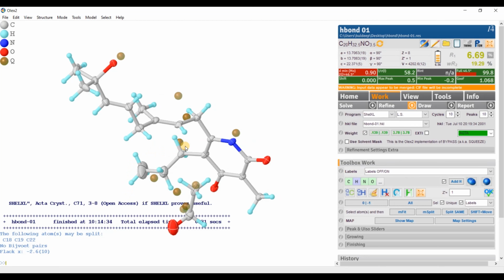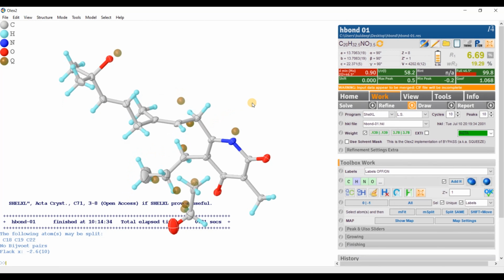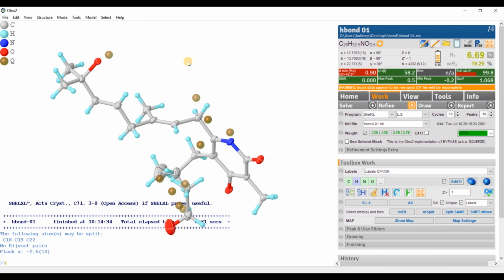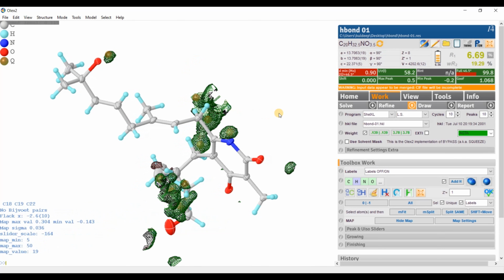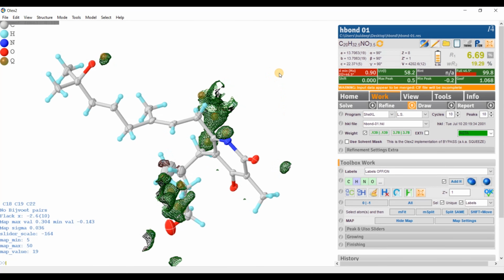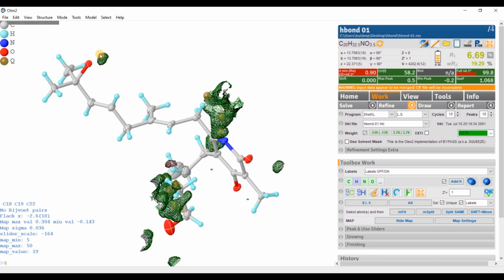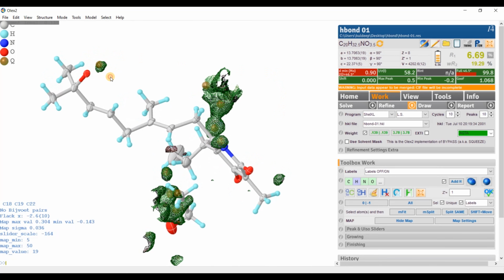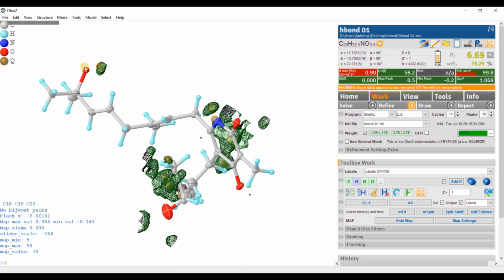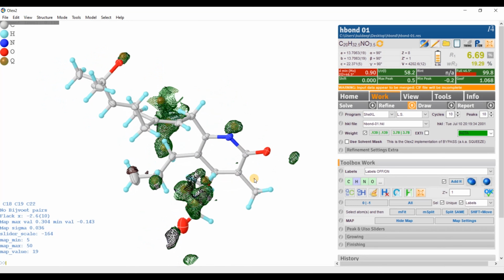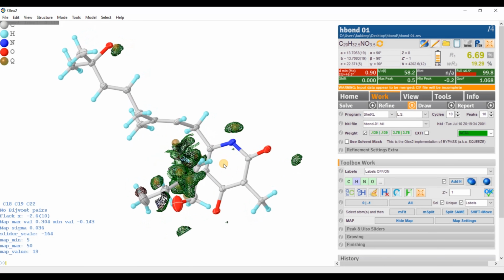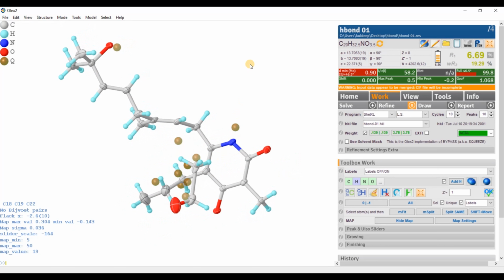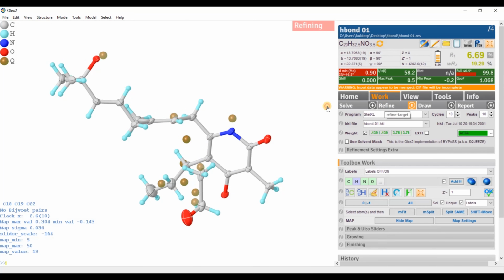So now our next job is to place the acidic hydrogens on the nitrogen and oxygen. For this, if I look at the electron density map, just by pressing Ctrl M on the keyboard, I can see there is electron density on this oxygen atom, which is due to the hydrogen atom, so it is an OH group, and there is also electron density on this nitrogen atom. So I am going to turn off the map by pressing Ctrl M, and now just refine first.